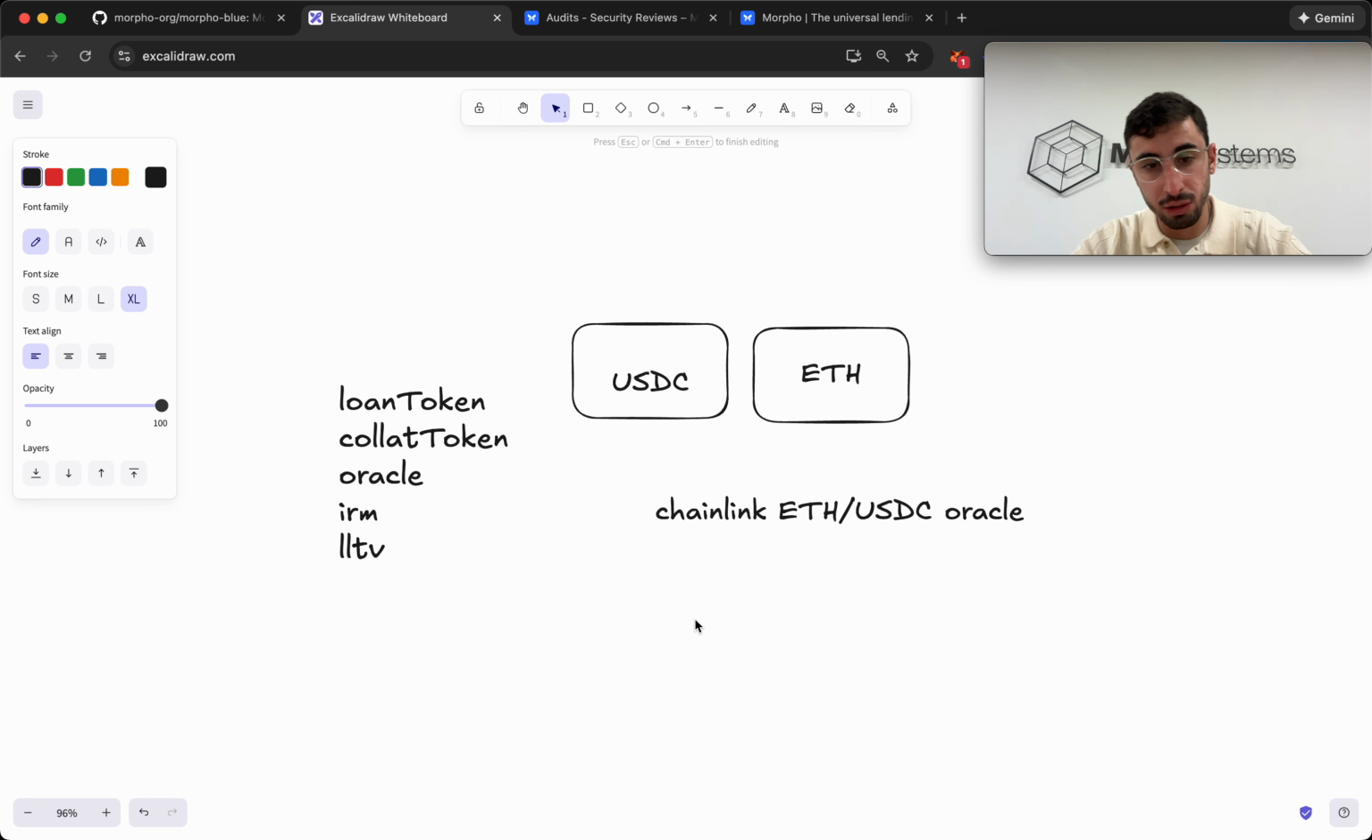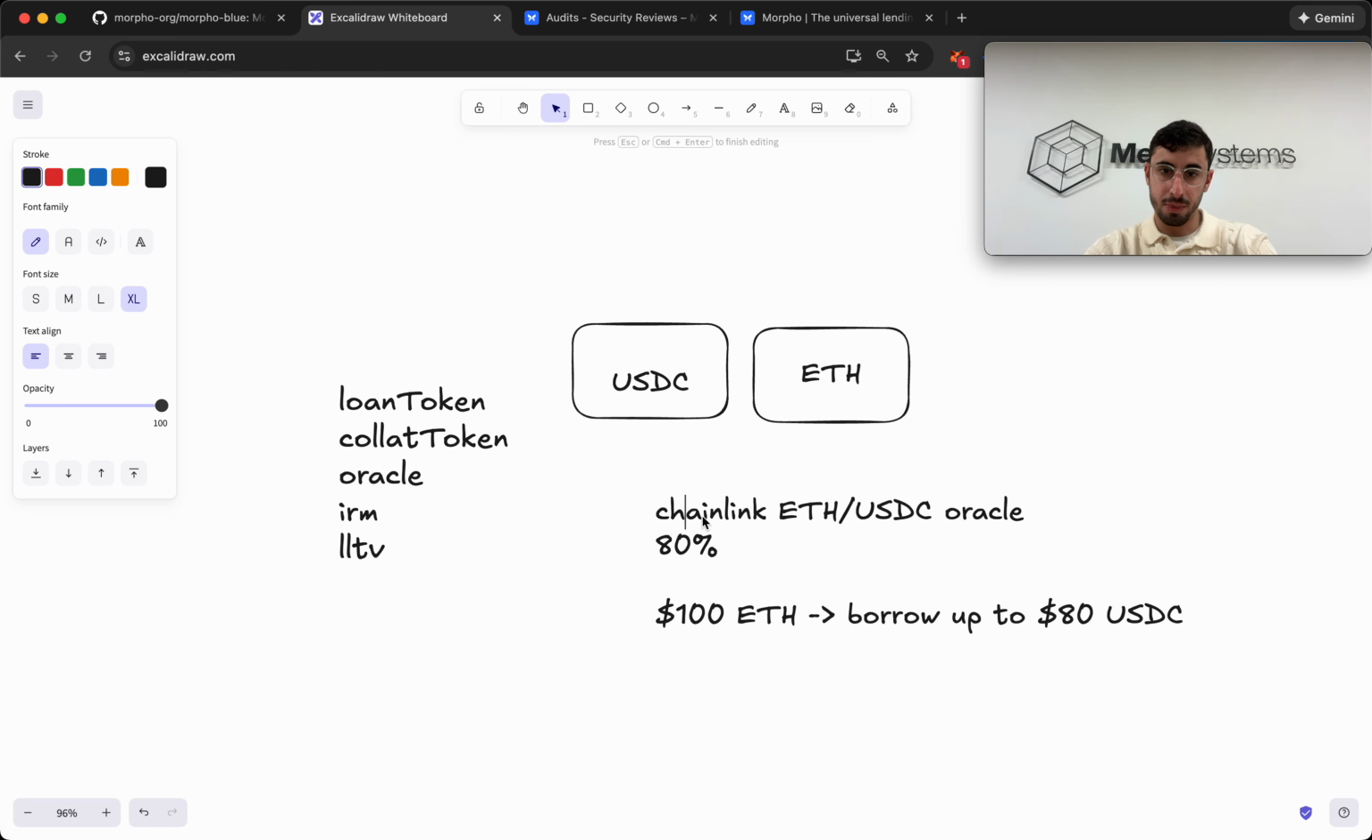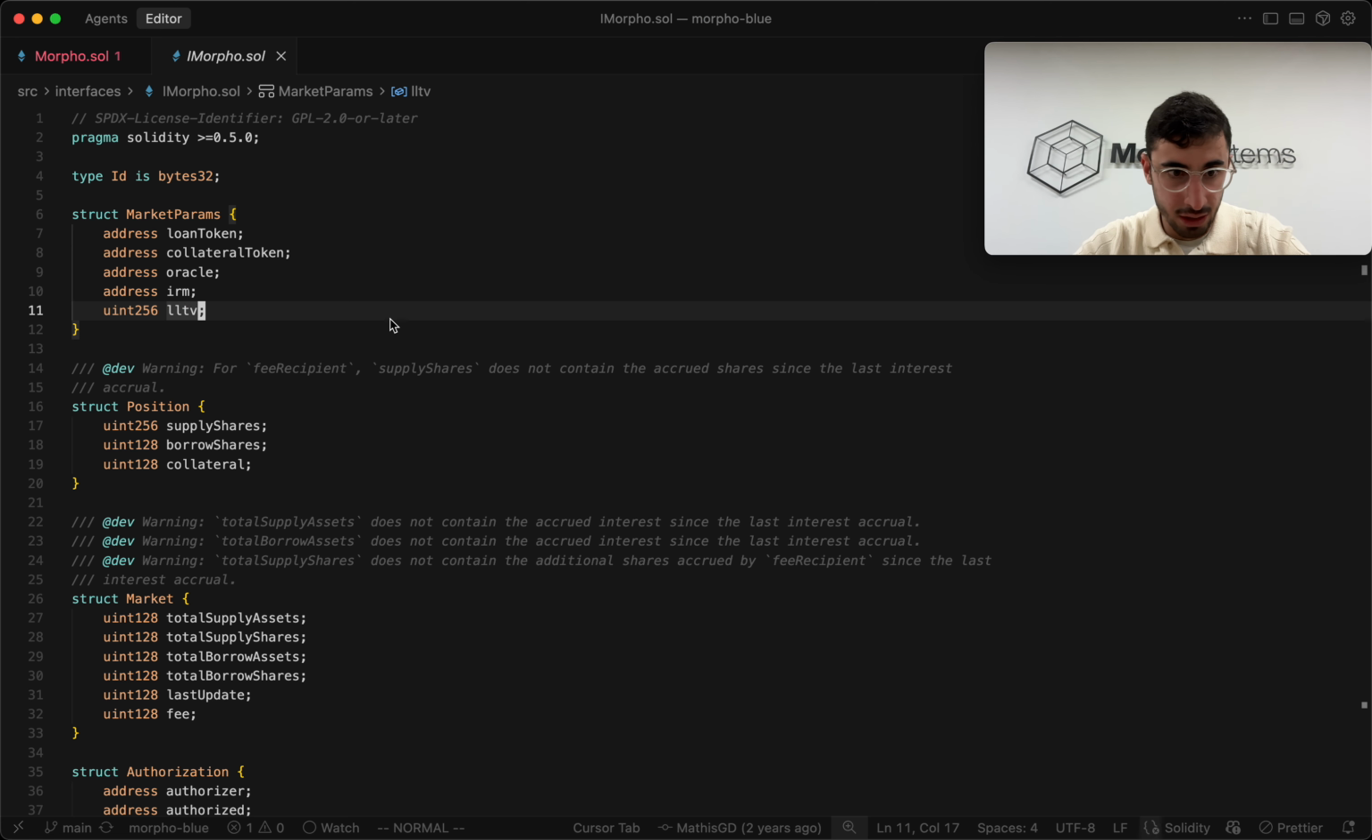So let's say the loan to value ratio is 80%. That means you can put down $100 worth of ETH, and you can borrow up to $80 in USDC. This is the loan to value ratio. Okay, so what's interesting about this? There are a couple of interesting things here.